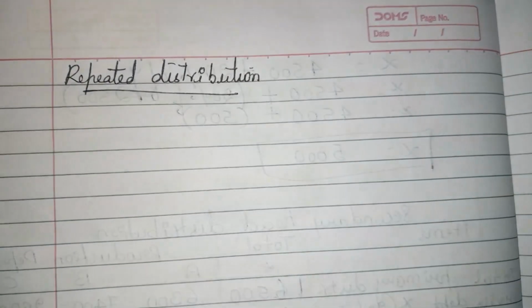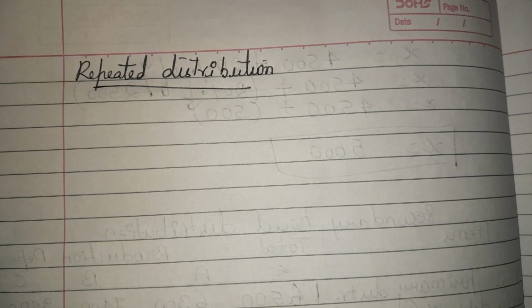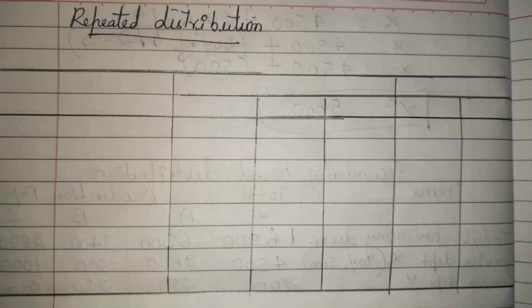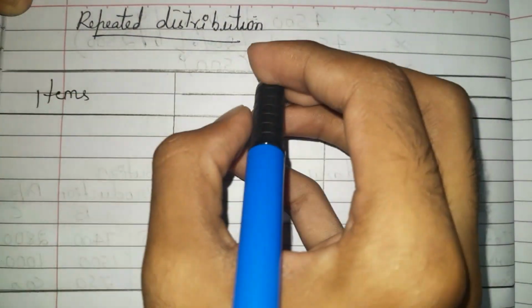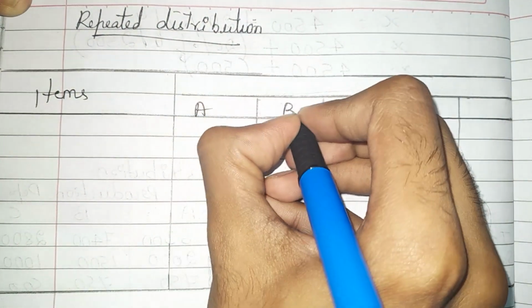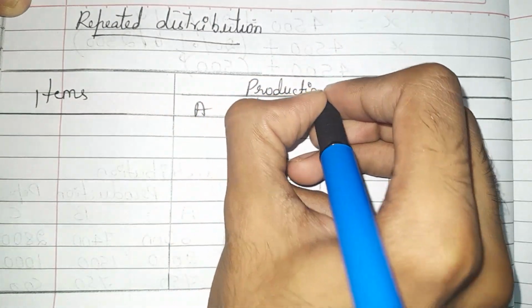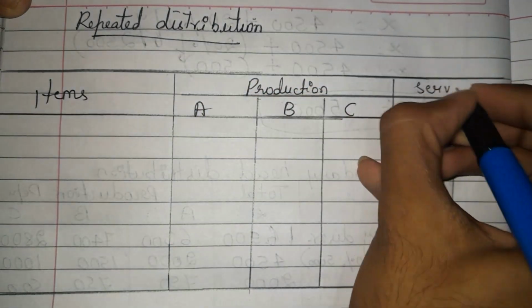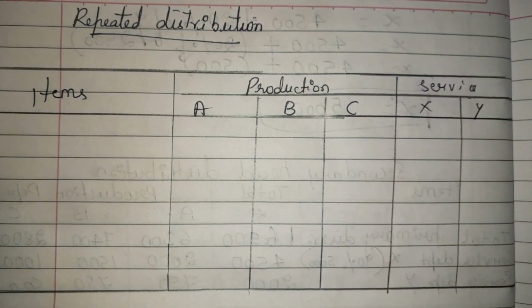So as we told, this one will be calculated based on whatever percentage they have given in the question. So now here we will be writing the items. Then we have A, B and C, that is the production departments, and we have service departments, that is X and Y. Don't get confused, it's very easy.